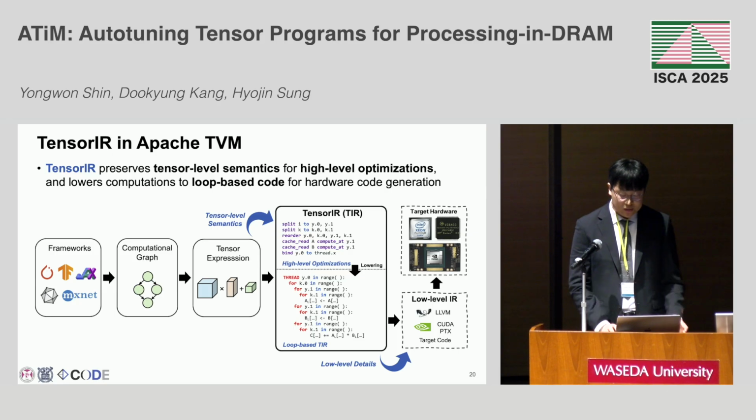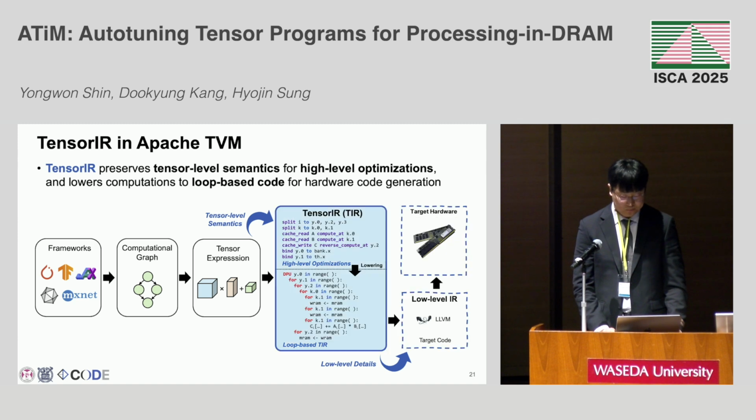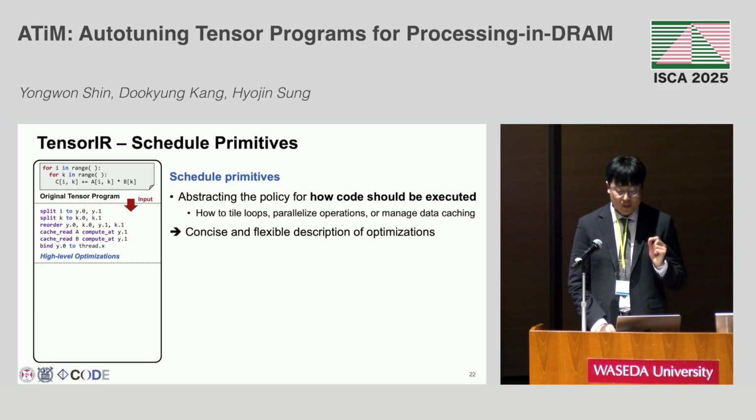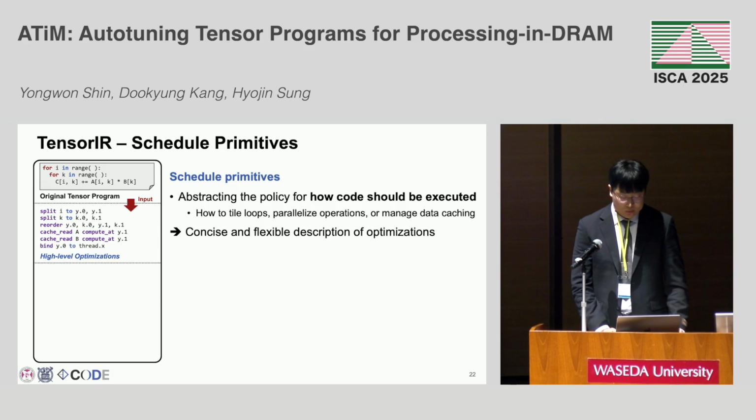It preserves tensor-level semantics for high-level optimization and allows lowering to loop-based code for efficient hardware code generation. We have extended this pipeline to support DRAM PIM like UPMEM. One of the key features of TensorIR is schedule primitives. These primitives abstract how code should be executed at a high level, such as tiling for locality, parallelizing operations, or managing data caching. This makes it much easier to achieve high performance on hardware without handcrafting low-level code.